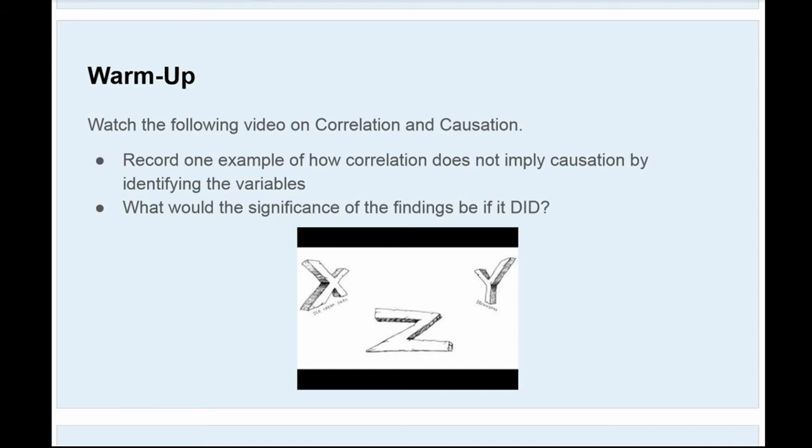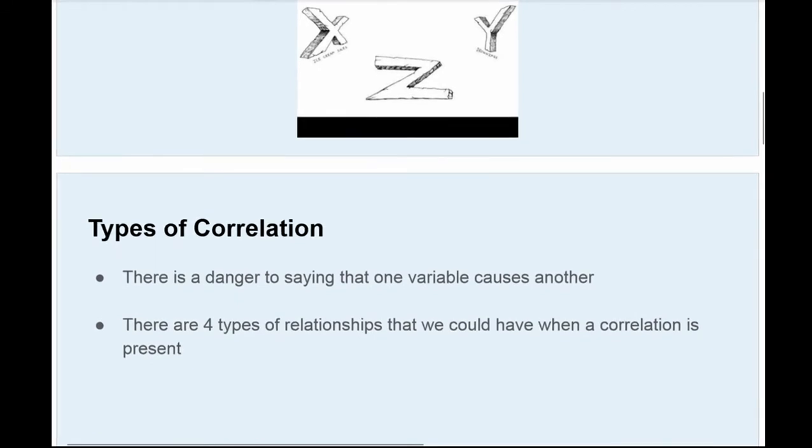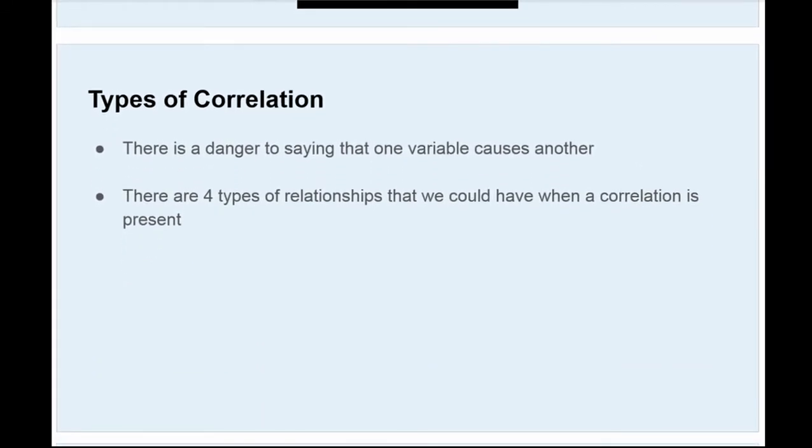So what we're going to look at is different scenarios that could come up if there is a correlation. The types of correlations are important because there is a danger to saying that one variable causes the other. If for every correlation it meant causation, then that would be a dangerous precedent, because we could easily jump to conclusions without considering other factors or other things at play. So there are four types of relationships that we could have when a correlation is present.